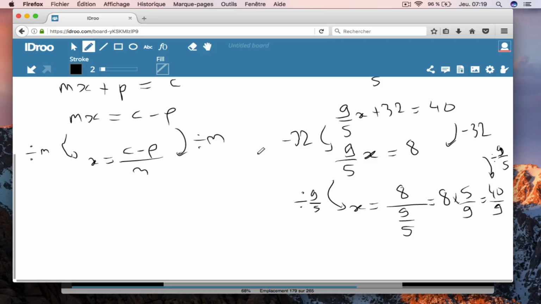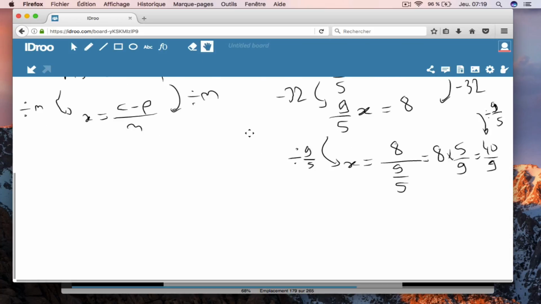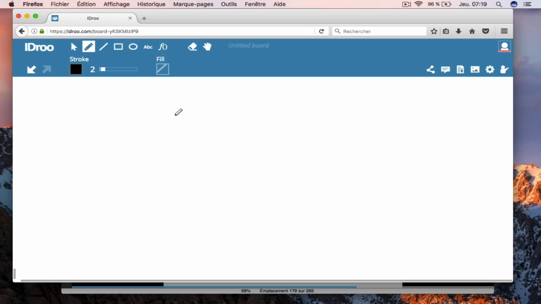Okay, but let's assume that we have a room like this, a square room.